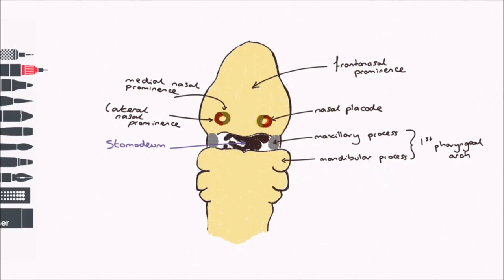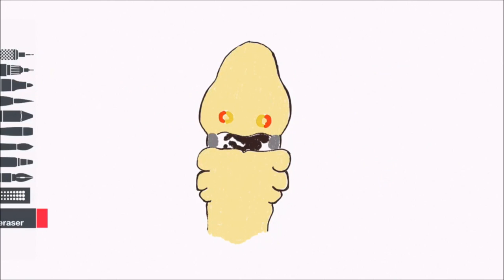Over the next 2 weeks, the maxillary processes grow medially, growing inferiorly to the lateral nasal prominences until the maxillary processes fuse with the medial nasal prominence. This growth continues, compressing the medial nasal prominences towards the midline until they touch and fuse. The fused medial nasal prominences are called the intermaxillary segment.